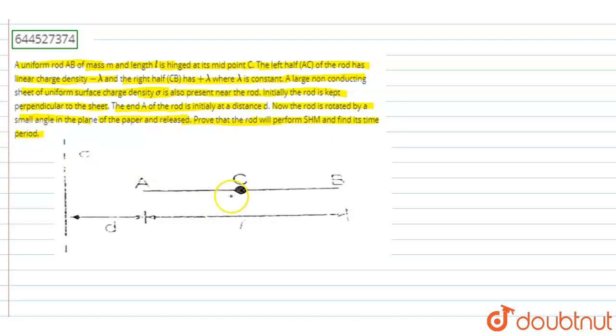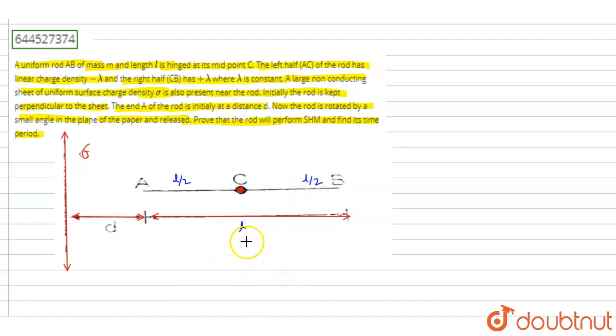So we have to find the time period, and also prove that this will perform SHM. We can see this is the distance D, and this is the infinite sheet, with surface charge density sigma. This length is L, the length of the rod, so each half is L by 2.